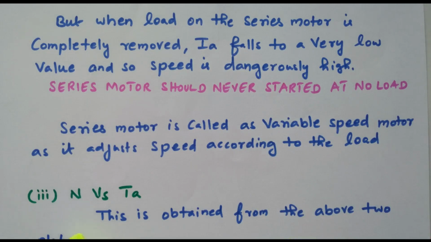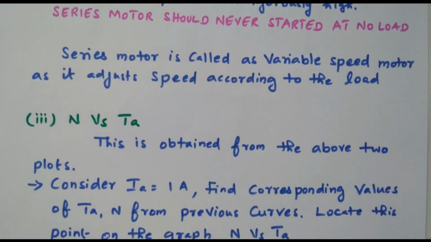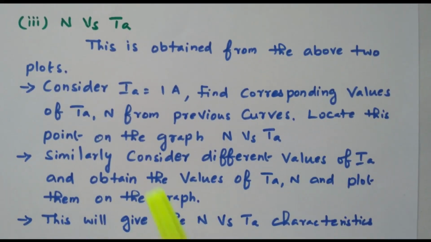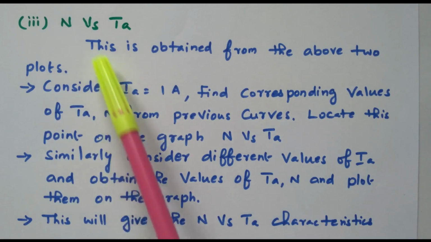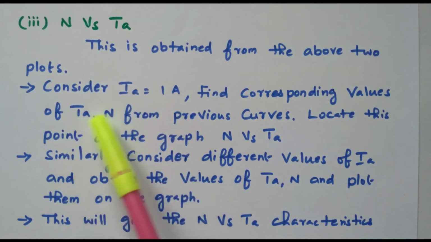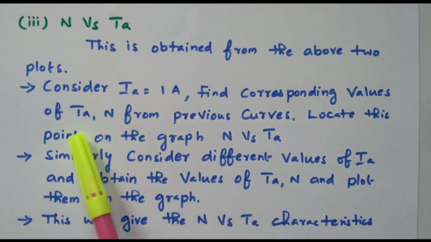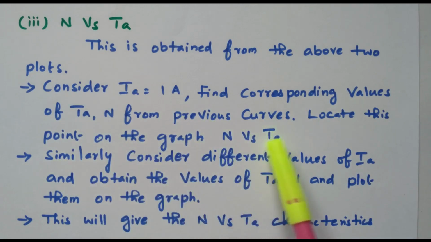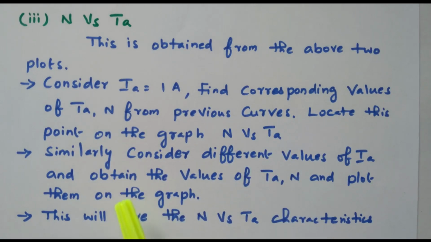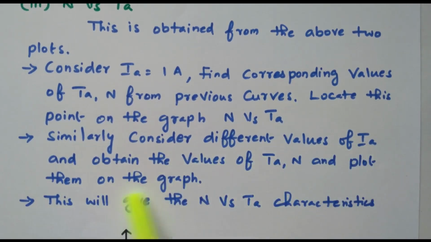Now we will go to the third characteristics, N versus TA, speed versus armature torque. It is obtained from the above two plots. From the previous plots, we can draw this speed versus armature torque. Now take the armature current equal to 1 ampere, find the corresponding values of TA and N from the previous curves, and locate this point on the graph, N versus TA. Similarly, consider different values of Ia, obtain the values of TA and N and plot them on the same graph. So this will give the N versus TA characteristics.